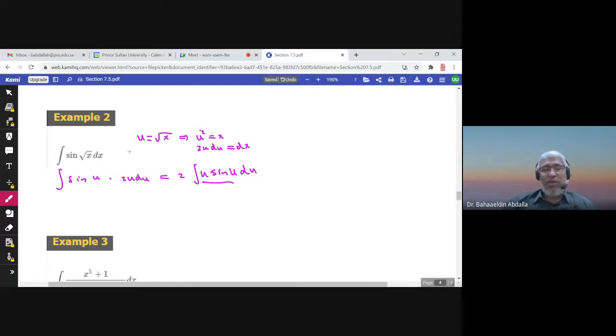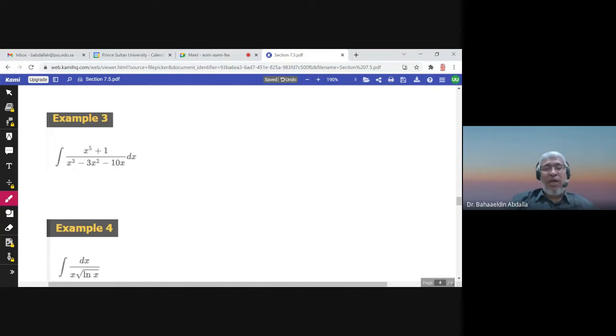I don't have to call it u here. You can call it, if you like, w, for example. So keep everything w. So I can take by substitution now u equals w and dv equals sine w. I continue using integration by parts.